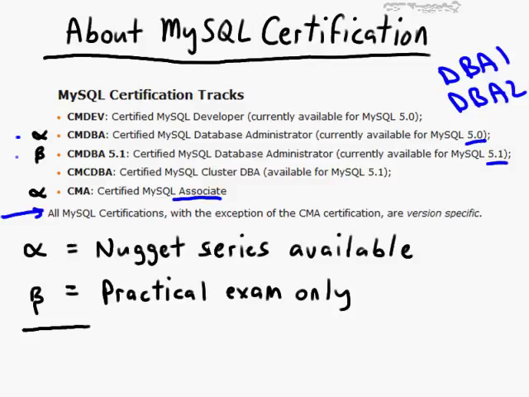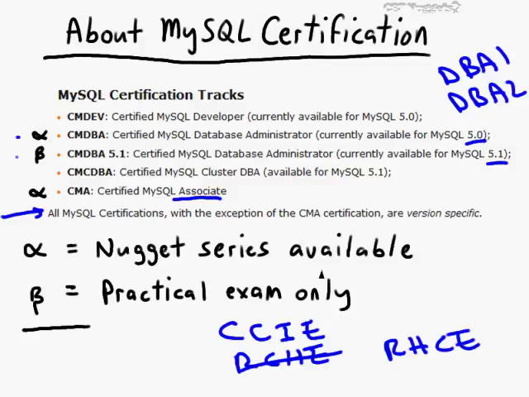The alpha, as you see down below, I'm giving you a heads up that I've created a nugget series for CBT Nuggets for that course or for that certification track. And the beta symbol, I've thrown in that annotation to let you know that this is a practical exam only. And what that means, if you're familiar, for instance, with the Cisco Certified Internetwork Engineer, or CCIE, or the Red Hat Certified Engineer, where you go into a lab for your exam and you're actually asked to install and configure live servers for your exam instead of answering multiple choice questions.